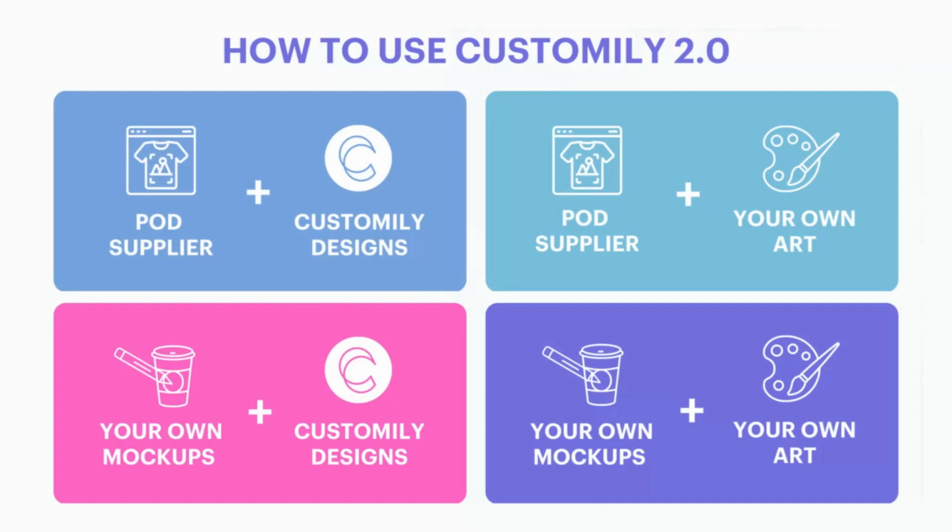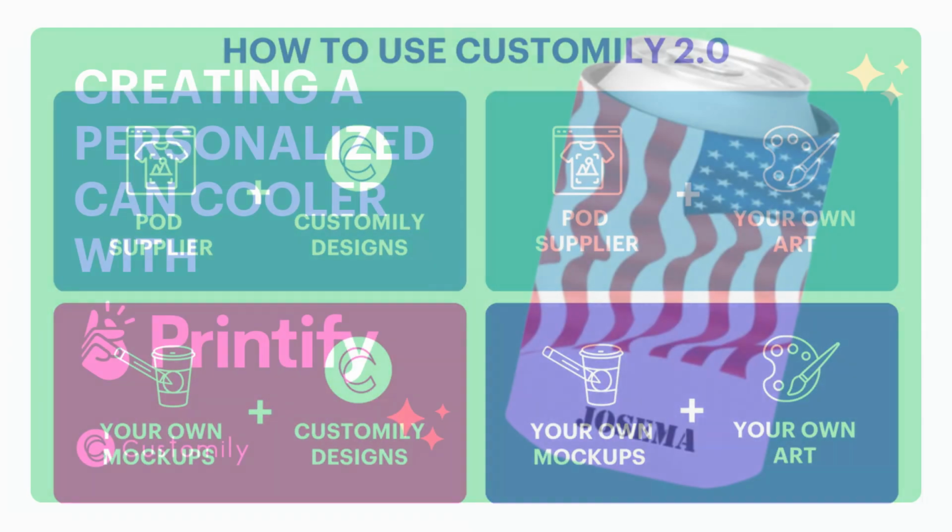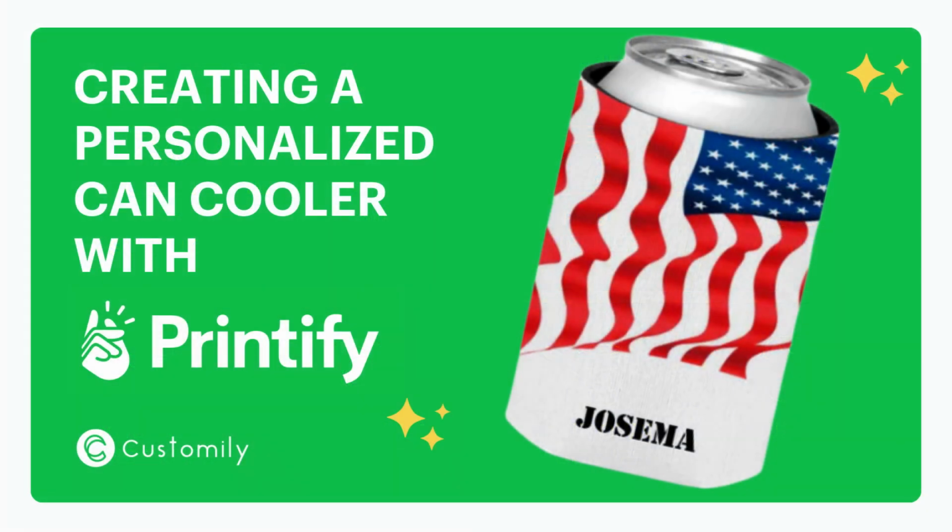Now that we have the different alternatives clear, we're going to start creating products. Today, we're going to focus on using a POD supplier. So, we're going to pick one or many POD products, and we're going to create our own art, and we're going to make that theme related to the 4th of July. Actually, we are going to create the two products that I showed you before. So, let's start from the beginning.